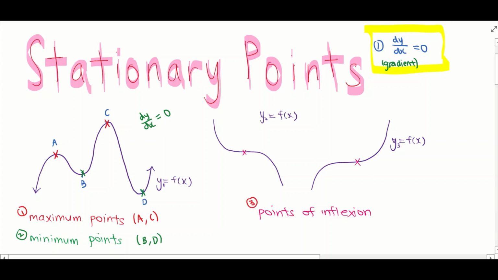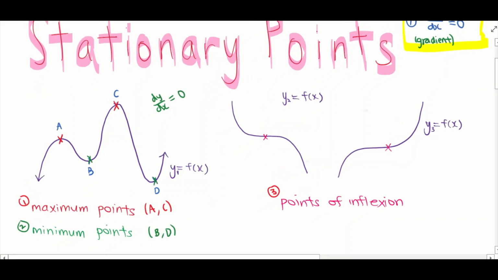Points of inflection are something that is different from maximum and minimum, because unlike your maximum point, which changes from positive gradient to negative gradient, or minimum point changes from negative gradient to positive gradient, your point of inflection doesn't change the nature of the gradient. What I mean by that?